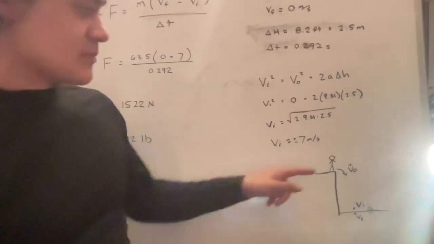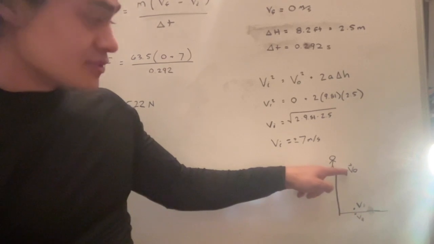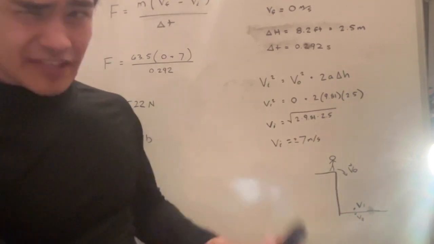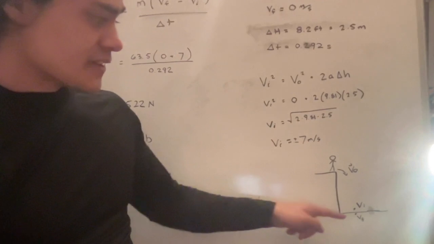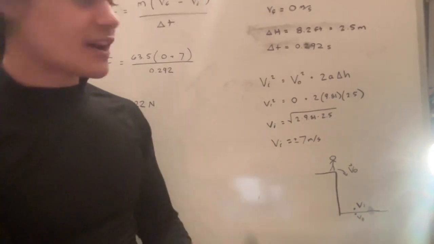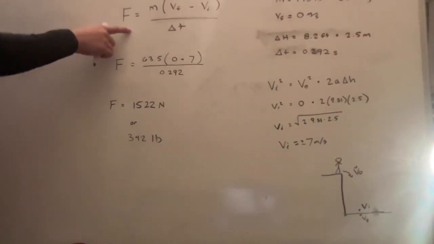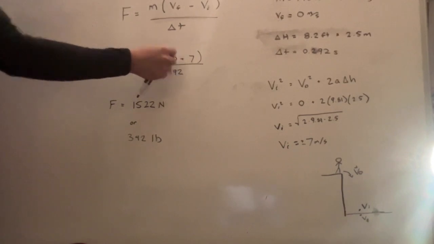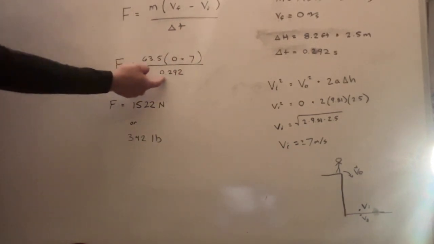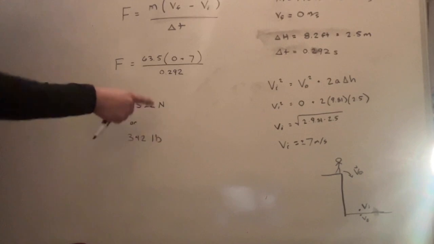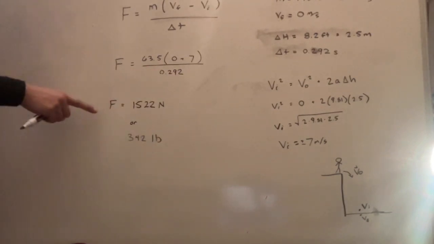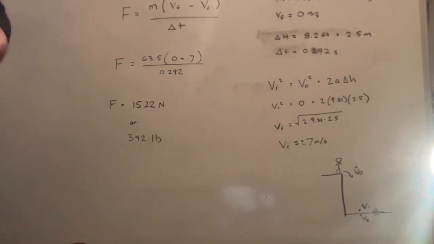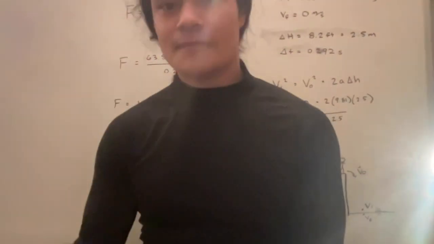So my v initial right here is 0. My v initial just as I hit the ground is going to be negative 7 meters per second. My v final just as I stop is going to be 0 again. And then we plug everything into this equation: mass, 0 final velocity, negative 7 meters per second, which becomes positive, and the time it takes for me to hit the ground and stop is going to be 0.292. You plug that in, you get 1,522 newtons, or about 342 pounds of force on my body.